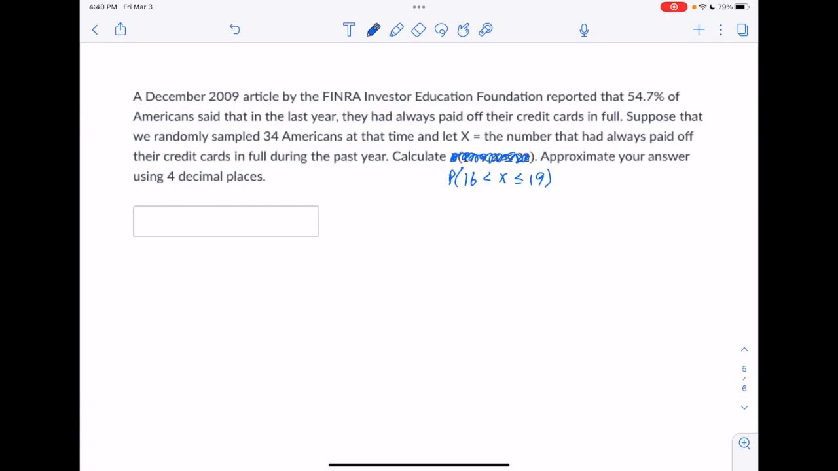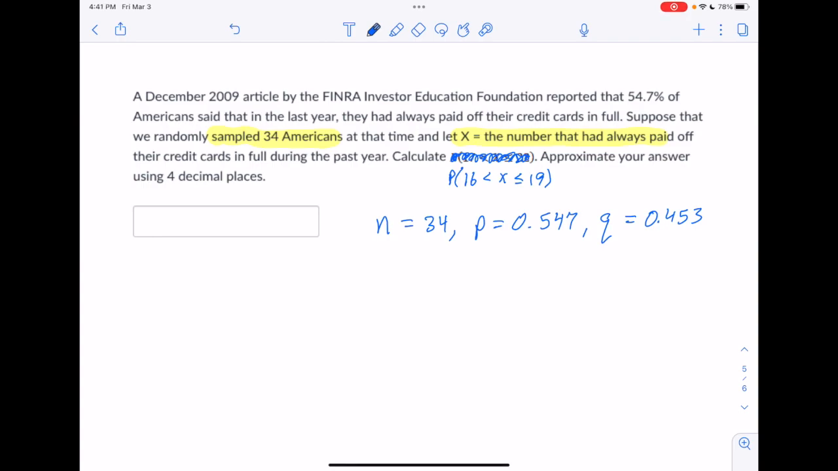All right, so first of all, we need to recognize the situation. We have a sample of 34 Americans. We're letting X be the number that had done a certain thing. So we're repeating a process 34 times and counting the number of successes there. So this is an NPQ problem, so we'll start off by noting N, P and Q. N is our sample size of 34. P is the percentage of Americans that pay off their credit card in full each month, which is given as 54.7%, but we convert that to a decimal, so 0.547. And then Q is 1 minus that, which would be 0.453.